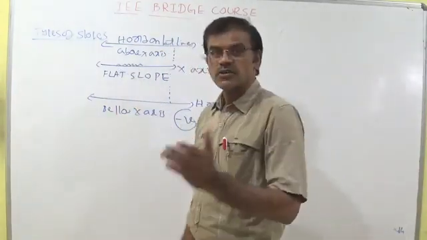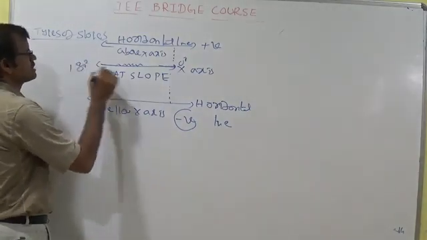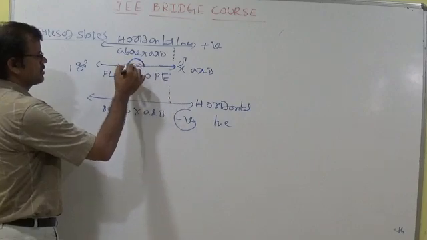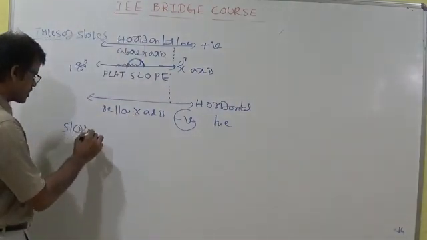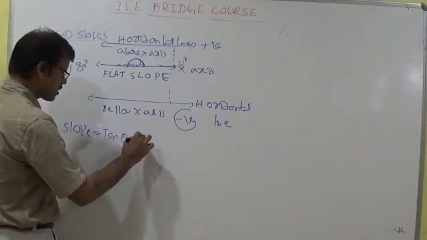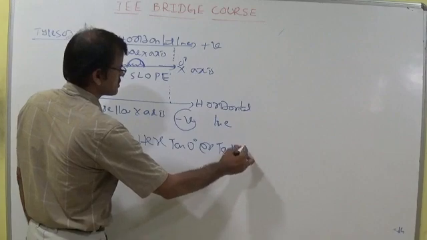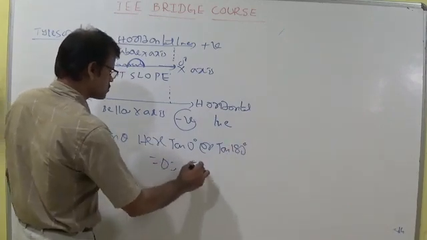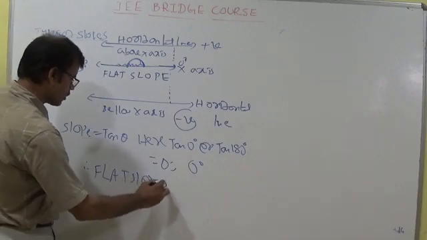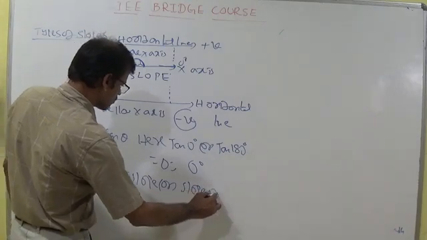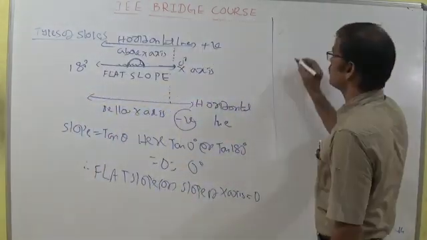Using a protractor you can find that the angle here is 0 degrees, and the angle there is 180 degrees. So slope indicates tan theta, meaning tan 0 degrees or tan 180 degrees. Tan 0 is 0, and tan 180 is also 0. Therefore the flat slope, or slope of the x-axis, is equal to 0, simply 0. This is the first one.